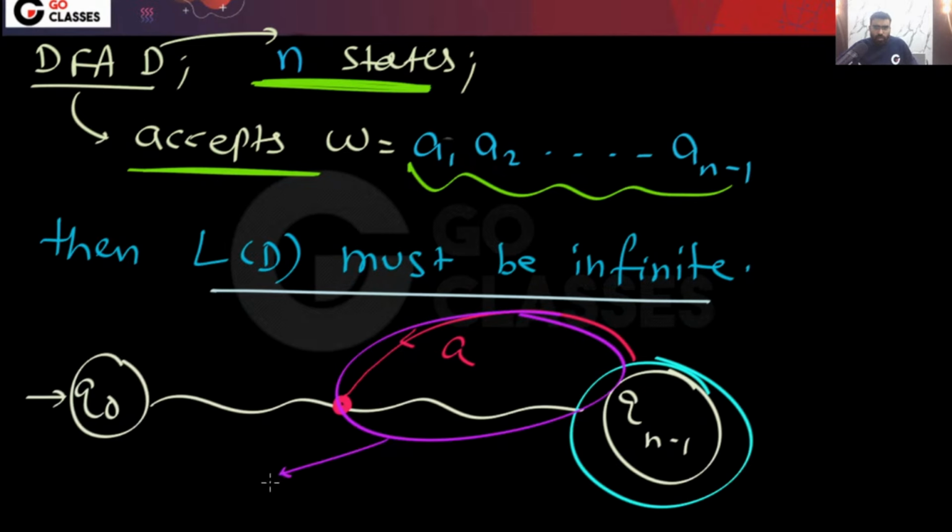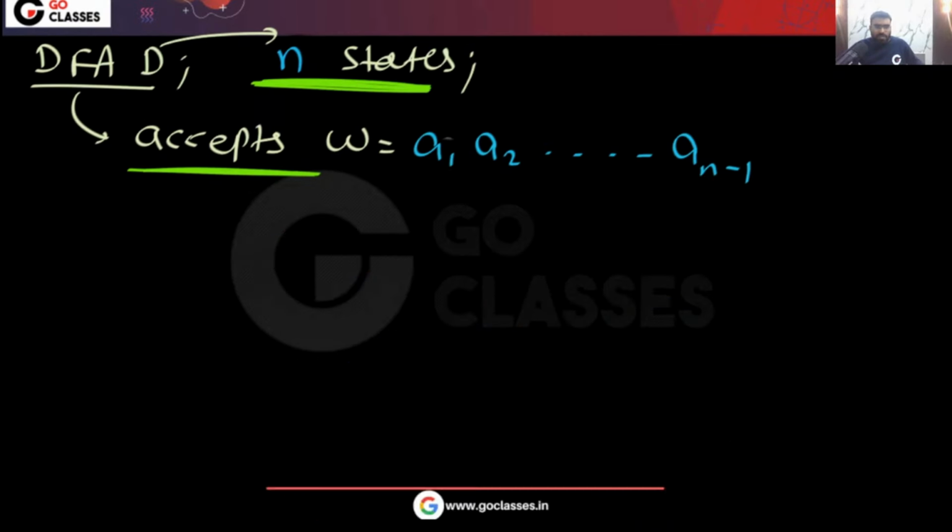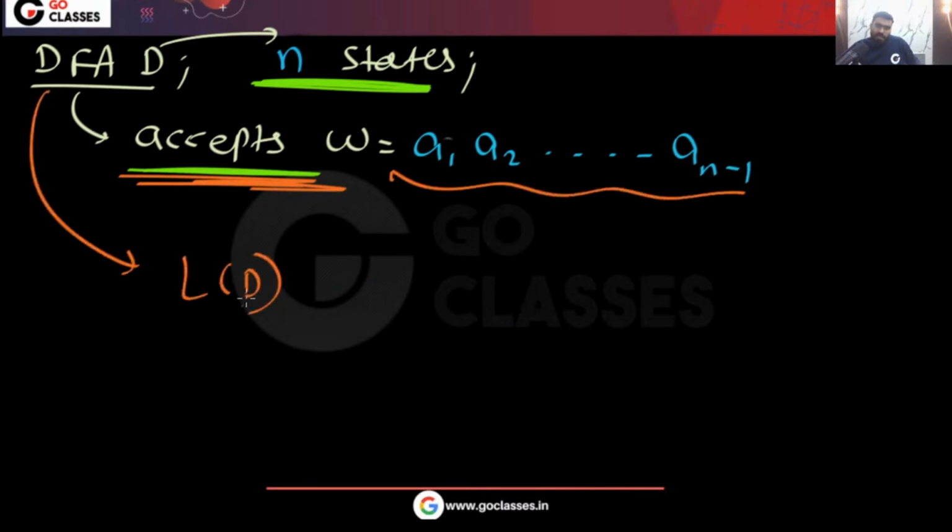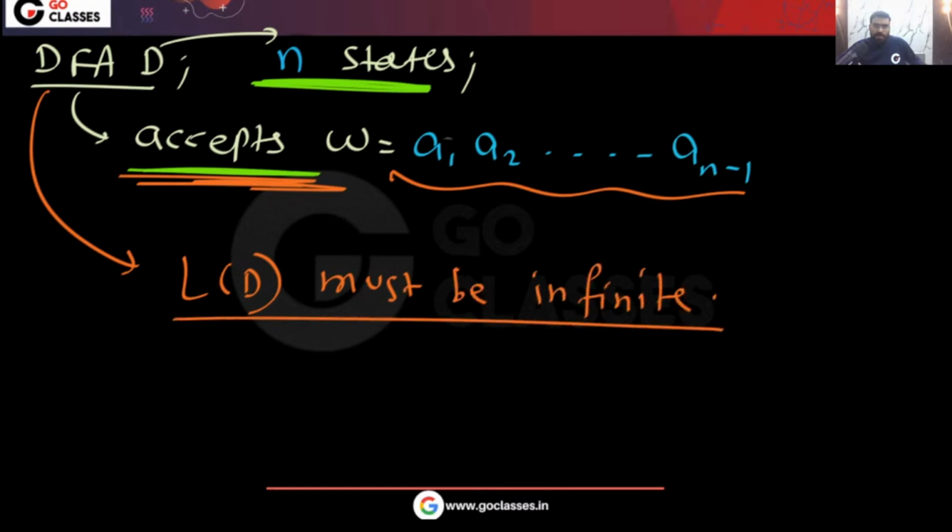This is the loop. So the language must be infinite. So that's it. Is this clear? In this type of situation, the language LD must be infinite. Is this point clear? Please tell me, is the proof clear?